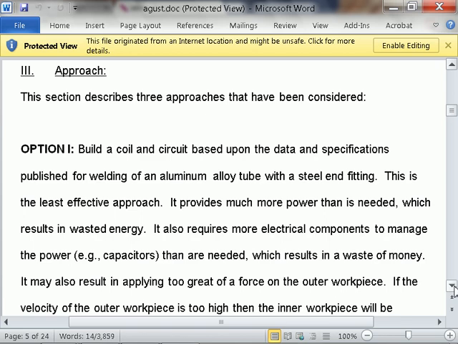MPW is magnetic pulse welder. That's this. The approach. We're going to get to this, right? The approach. Yes, sir. So I have a question.